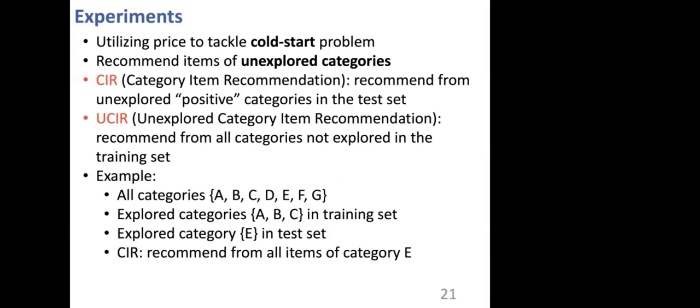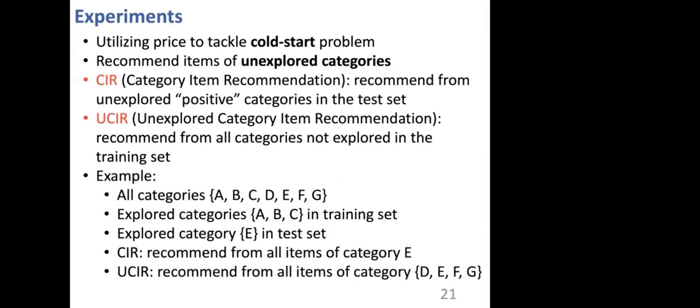In CIR, we recommend from all items of category E. And in UCIR, we recommend from all items of category D, E, F, and G. So UCIR is much more difficult than CIR because the model should first learn to recommend from the correct category, then learns to recommend the right items.